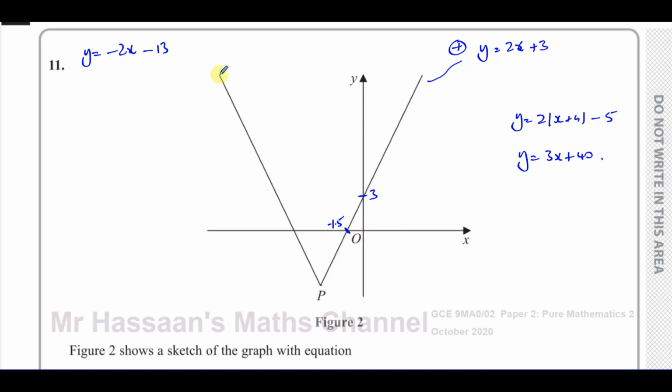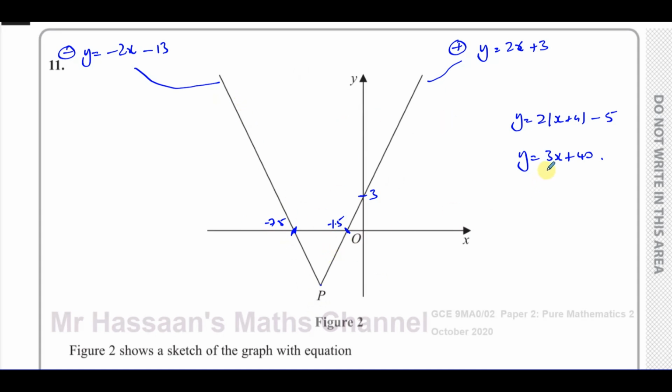So this is the negative argument of the graph, and it goes through negative 13 on the y-axis, and when y is 0, you will have negative 13 over 2, which is negative 7.5. That's where it's going to cross the x-axis. Okay, so that's the negative argument of the graph, and that's the positive argument of the graph.